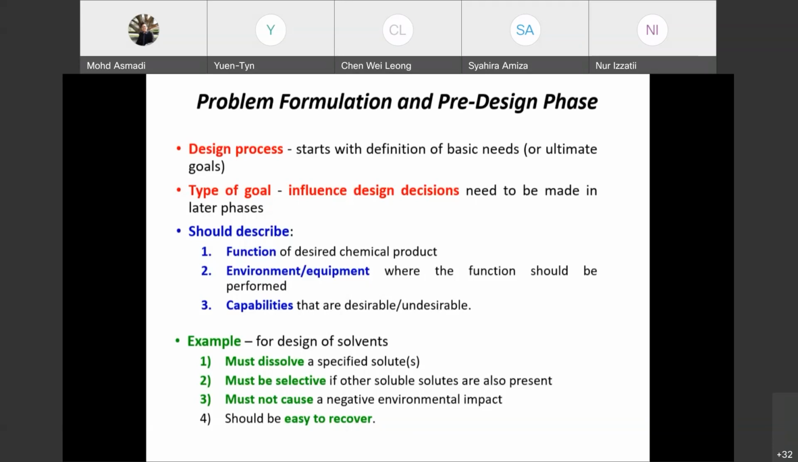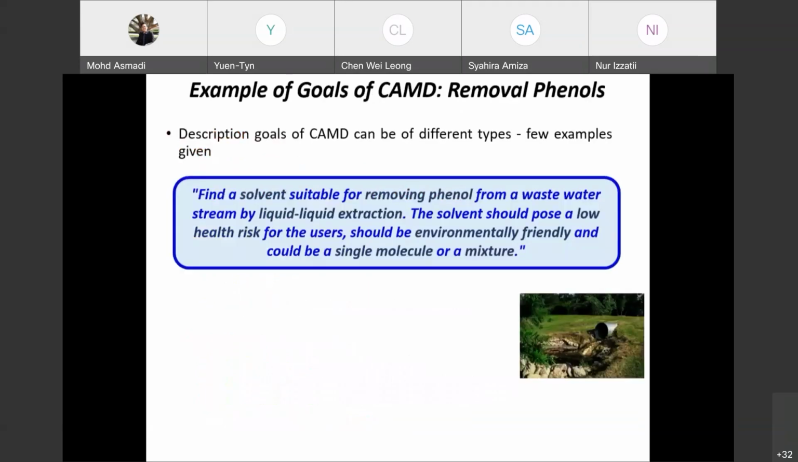Let's see an example of a goal in CMD: removal of phenols. This is one of the best examples because it is a well-defined problem. The goals of CMD can be of different types, for example, find a solvent suitable for removing phenols or other pollutants or metals in the river or from wastewater, like bisphenol A, pharmaceutical waste, or what is it?